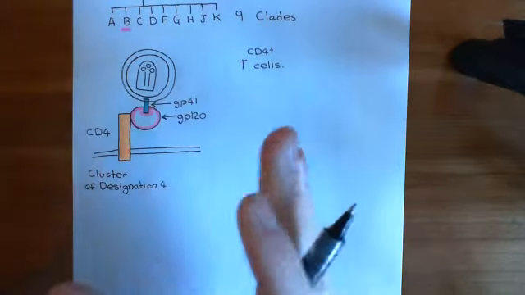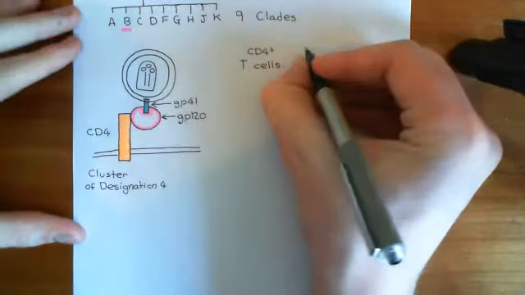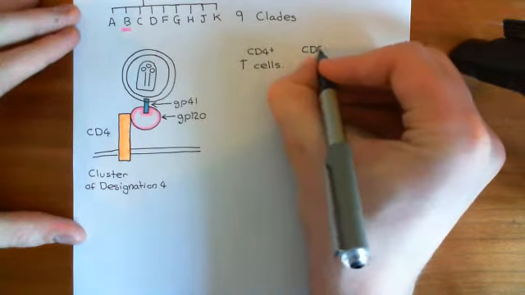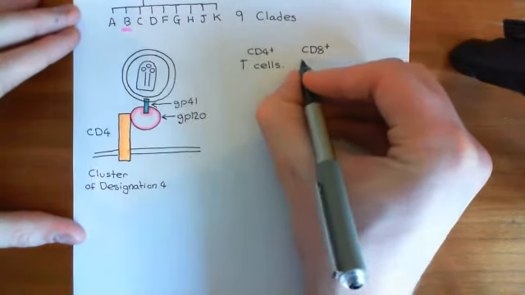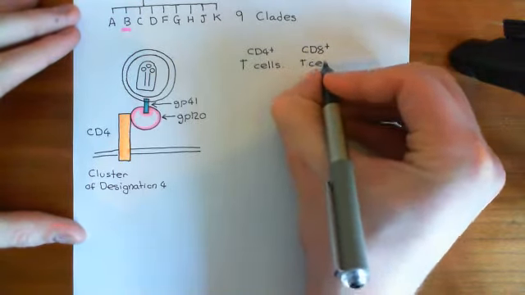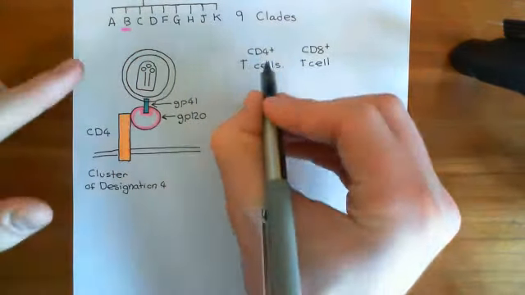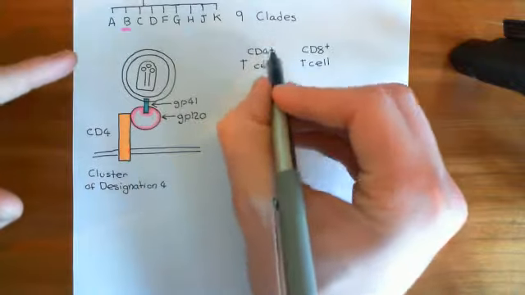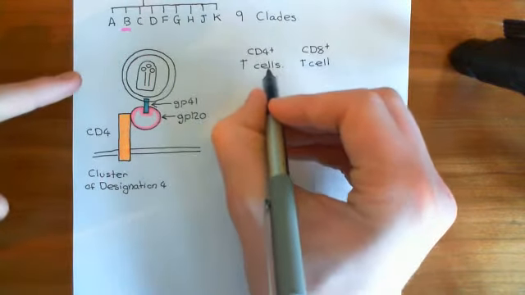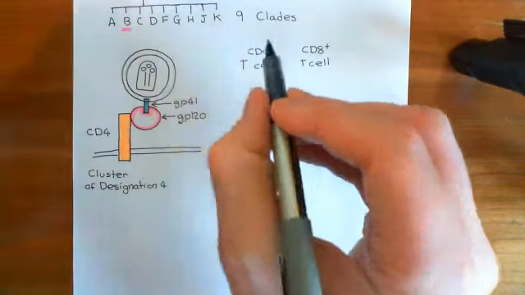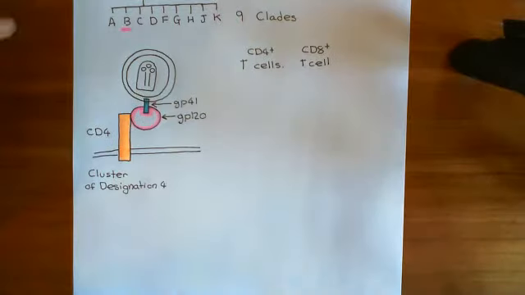So there are CD4 positive T cells, and then there are CD8 positive T cells. And a T cell either has CD4 on its surface or it has CD8 on its surface. Okay, so a huge population of T cells are CD4 positive and do have CD4 on their surface, and these are going to be the targets for HIV.